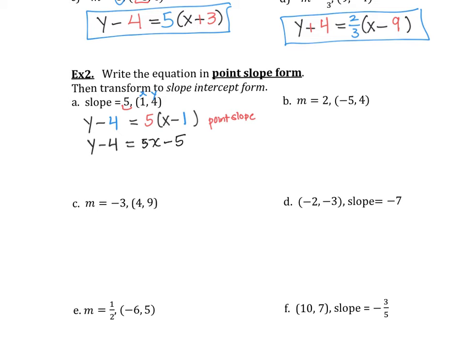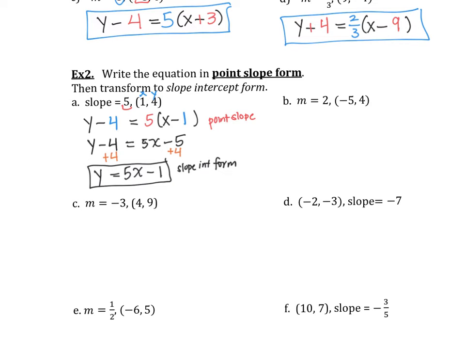I'm going to go ahead and add the 4. If I do it to the left side, I have to do it to the right side, but I'm going to line it up under the like terms. Let me bring down what I have left. Y, the minus 4 and plus 4 cancel, equals 5x, and then minus 5 and plus 4. The minus is bigger, and when I subtract, I get a 1. This is slope-intercept form. Because they told me to transform to slope-intercept form, I kept going all the way until I ended up in the y equals mx plus b format.